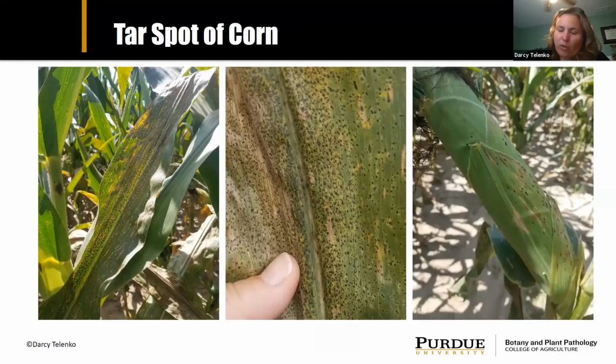So these little black structures, they're the fungal structures. They're the overwintering structures. Within each one of those, it's producing all sorts of ascospores to be released. So you can see there's this rapid buildup that can occur. We can even see it on the husks as well.